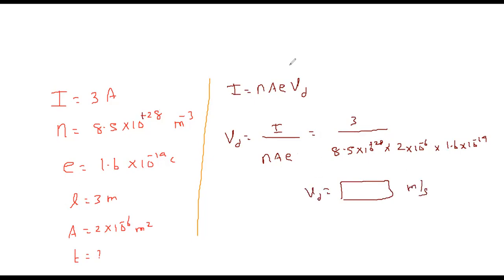The next step is what? vd is equal to length by time. Therefore, time is equal to what? Length by vd. Length value is 3 meter. Divide by the vd value, you get the answer. Is it clear?